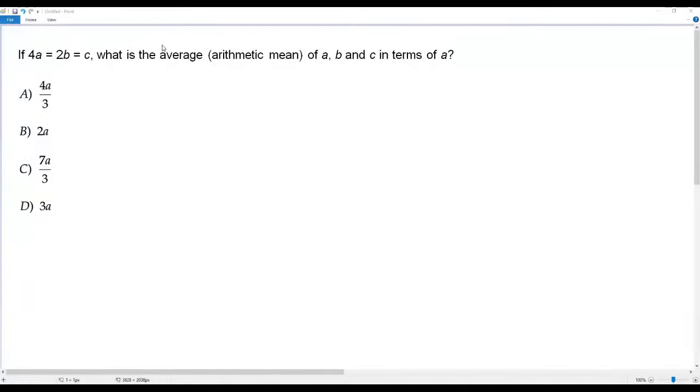Here we have a SAT math question. Okay, let's go to the information. If 4a equals 2b equals c, what is the average, that is the arithmetic mean, of a, b and c in terms of a?